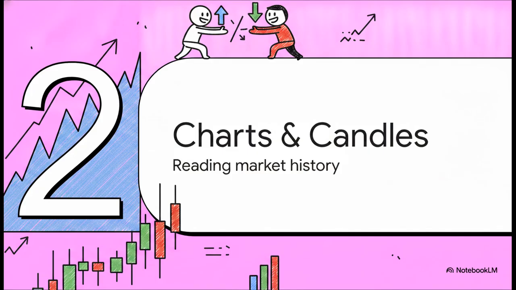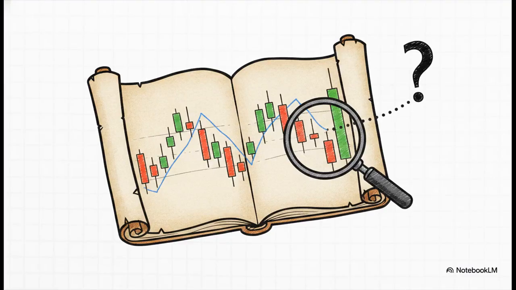All right, moving on to Section 2, Charts and Candles. Let's look at how we actually read market history. People love to overcomplicate this stuff, but honestly, a chart is simply the history of price. That is really all it is. Every single line, every shape you see on a trading platform is just a historical record telling you exactly what the price was at a specific moment in time.